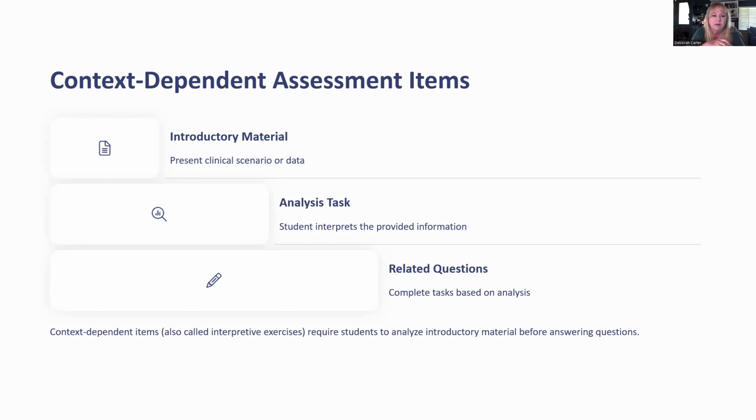Context-dependent assessment items, also known as interpretive exercises, require learners to analyze and interpret introductory material before answering related questions and completing specific tasks. So, for example, you give them a clinical scenario or data. They have to analyze it and interpret it and complete questions or show learning based on what you've given them. So that's context dependent.